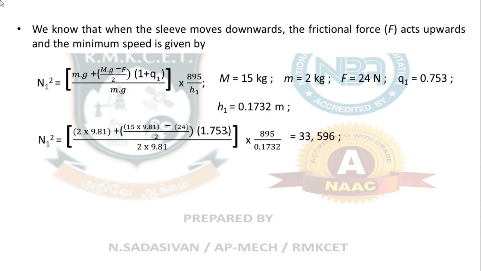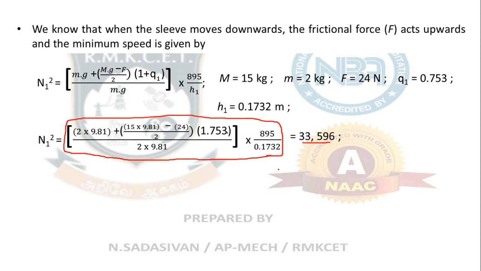Clear? So now I think you understood what numbers I put where. So now that comes around 33,596. This calculation you have to do very, very carefully. If you are not in regular usage of calculators, you will not get this answer. Somewhere you will make a mistake with the brackets. Okay. So 33,596. Take the square root of that. So you will get 183.3 rpm considering friction.